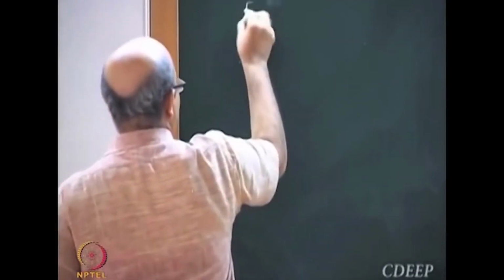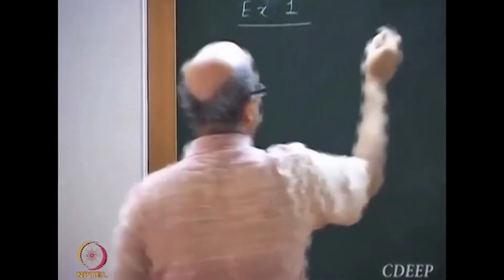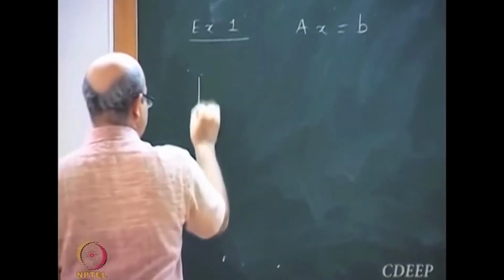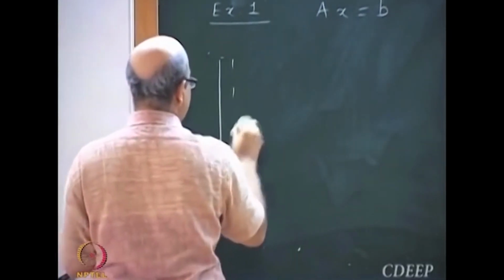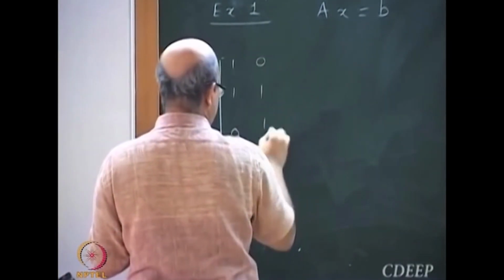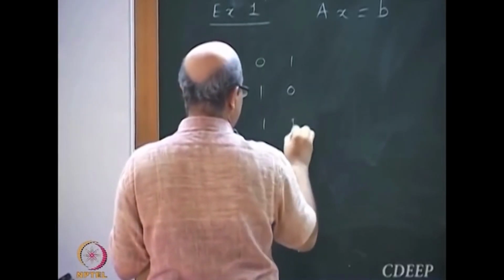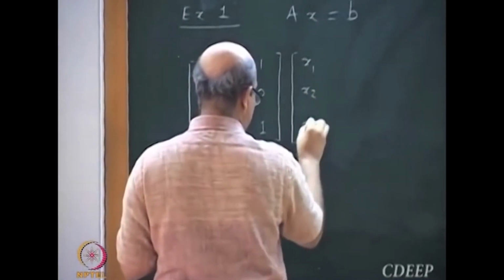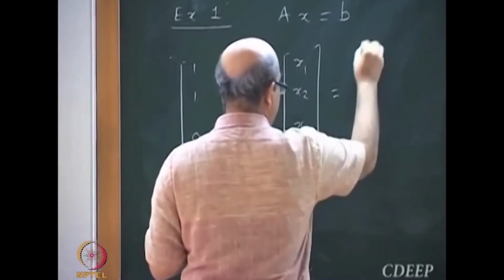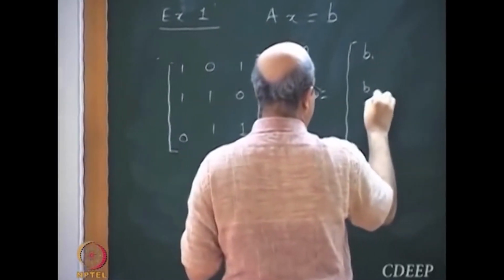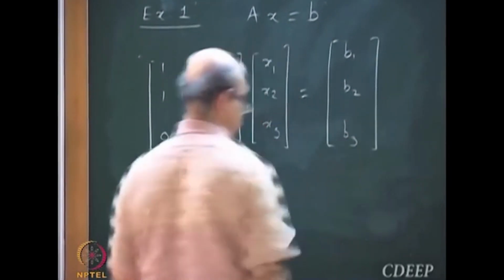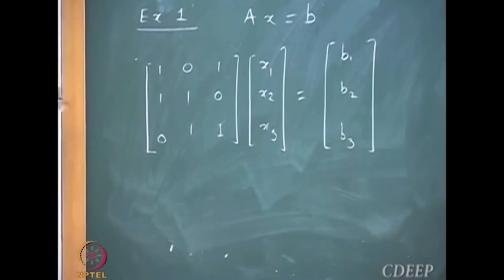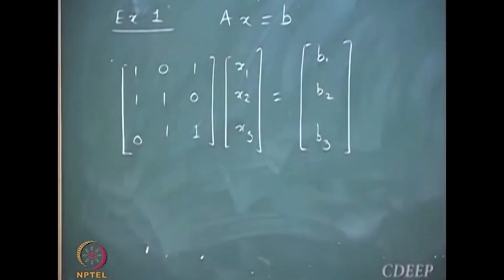So my example 1 is, I want to solve Ax equal to b, where A is an invertible matrix. So I am taking one simple matrix here, [1, 1, 0; 0, 1, 1; 1, 0, 1] into x, that is x1, x2, x3, gives me b1, b2, b3.